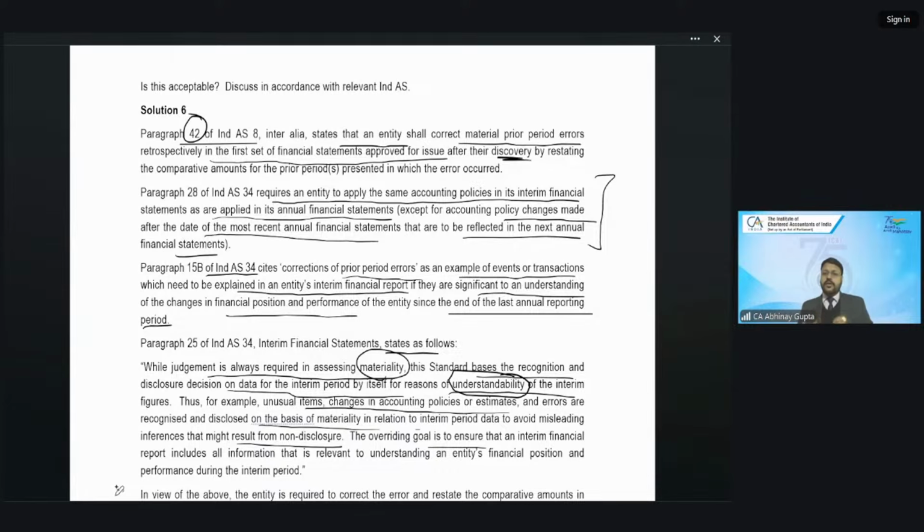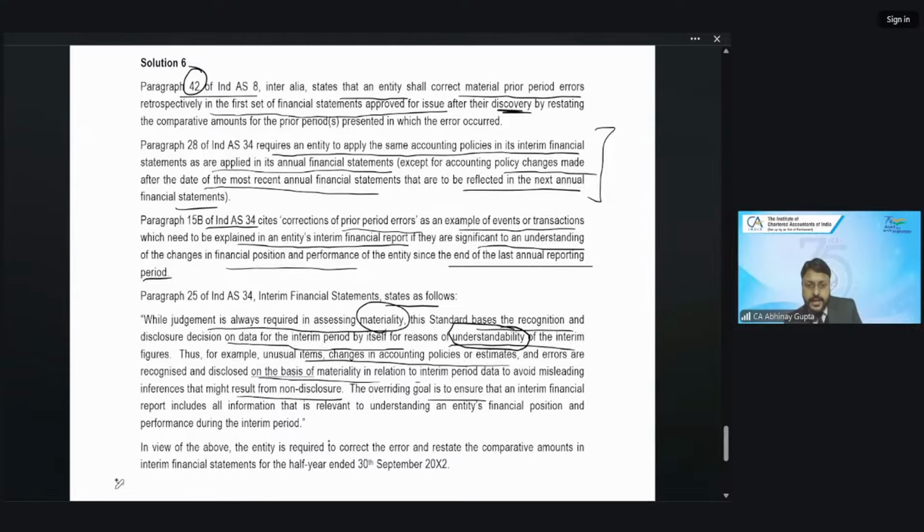And whether the error is material or not, that also needs to be assessed first. It's not about a 100 rupee error in a 1 million balance sheet, where you correct it unnecessarily, making the financials complicated, right? So materiality is also one thing we need to keep in mind while deciding whether the error really requires correction or we can simply ignore it. In view of all the above guidance, the entity is required to correct the error and restate the comparative amounts in the financial statements for the half year ended 30th September 2002 itself, rather than waiting for the annual financial statements.